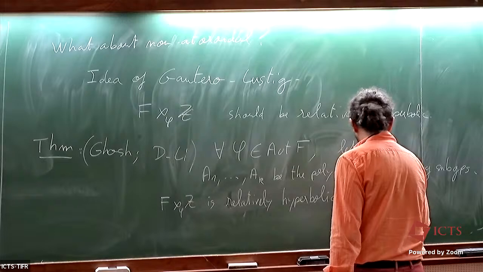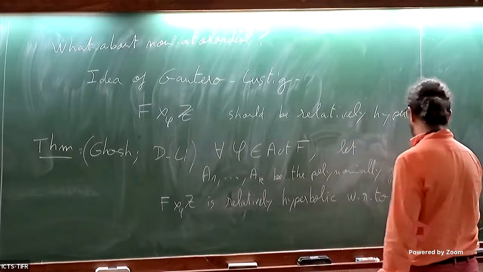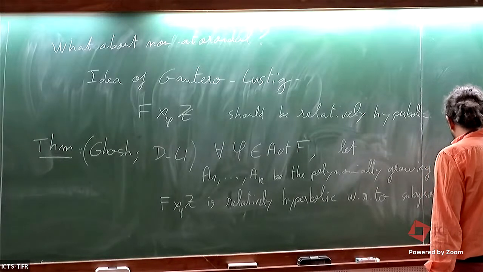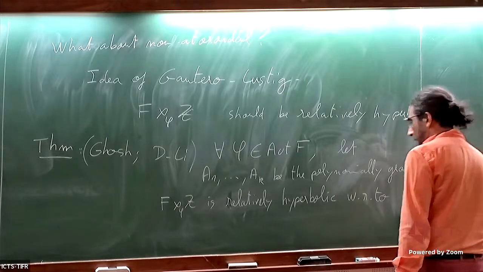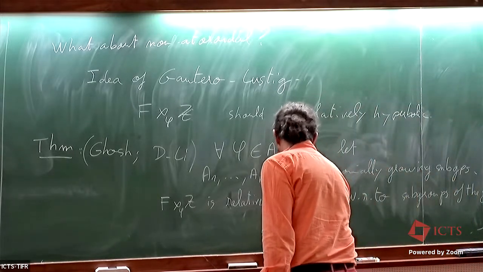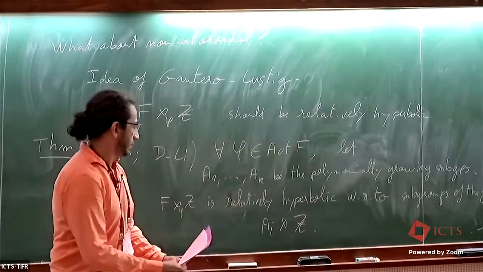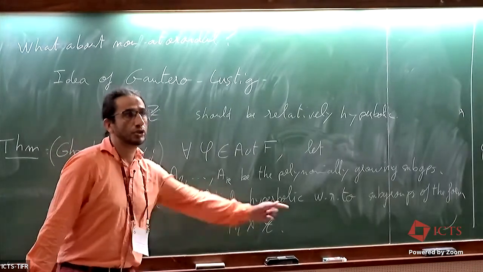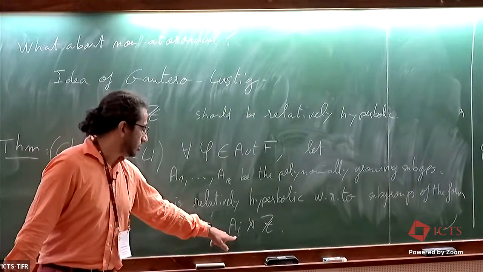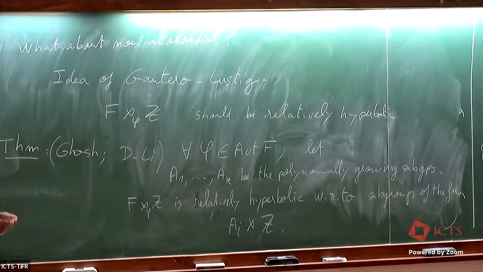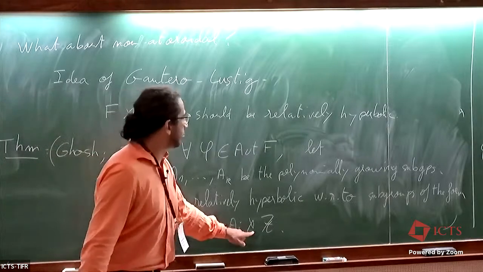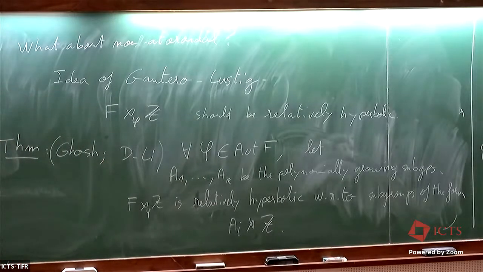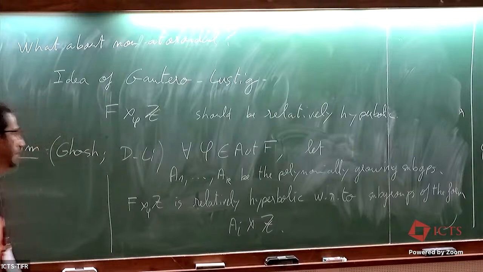with respect to subgroups of the form AI semi-direct Z. I don't write the automorphism, but that would be the generator of the normalizer, the extra generator of the normalizer of AI. So perhaps it comes from a power of phi times f, times an element of F. Okay.